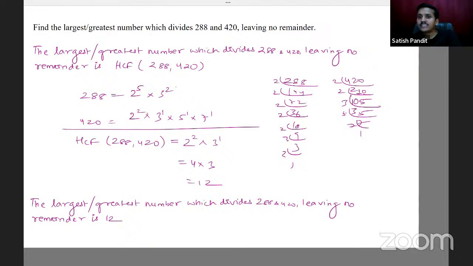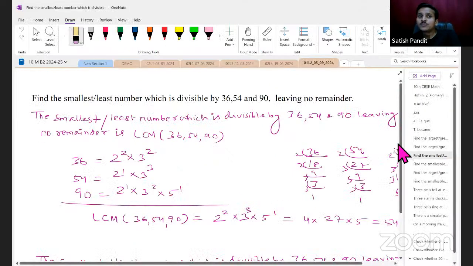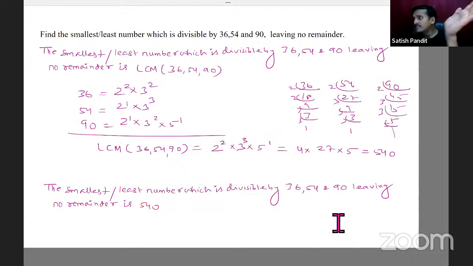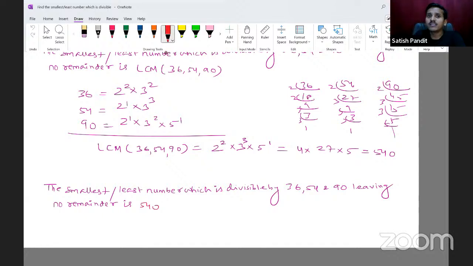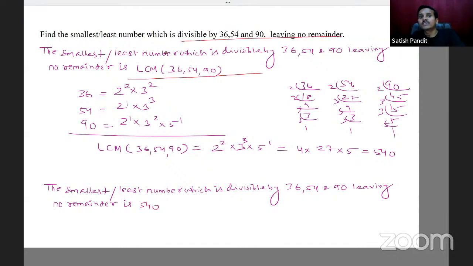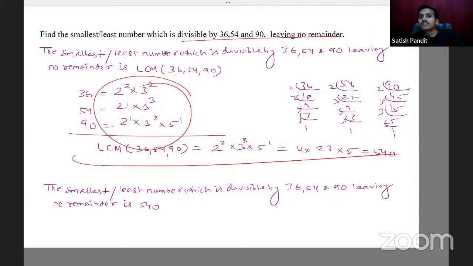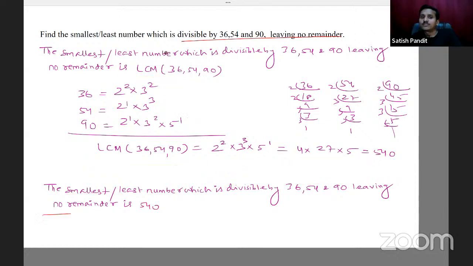Yes. Next, find the smallest number. So, largest number we have seen. If it is the largest or greatest number, we have to find HCF. If it is the smallest or the least number, we have to find LCM. That's all. So the smallest or the least number which is divisible by these is the LCM of these. So find the LCM and then write the conclusion.